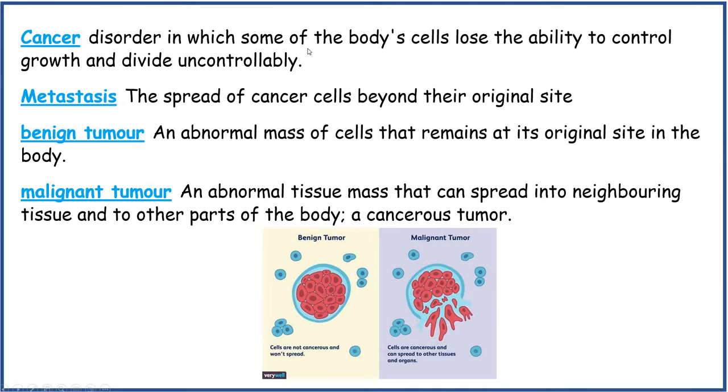Cancer is a disorder in which some of the body's cells lose the ability to control growth and divide uncontrollably. Metastasis is the spread of cancer cells beyond their original site. A benign tumour is an abnormal mass of cells that remains at its original site in the body. A malignant tumour is an abnormal tissue mass that can spread into neighbouring tissue and to other parts of the body. So that would be a cancerous tumour.